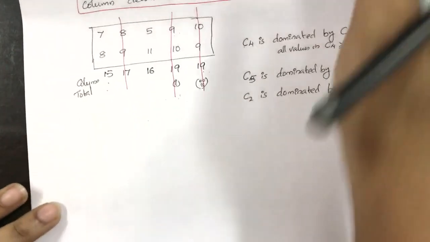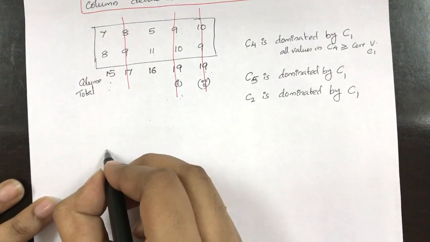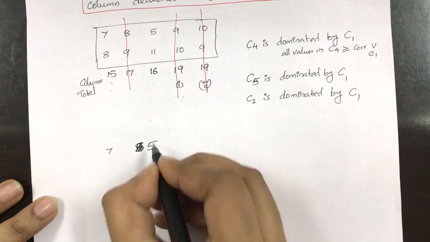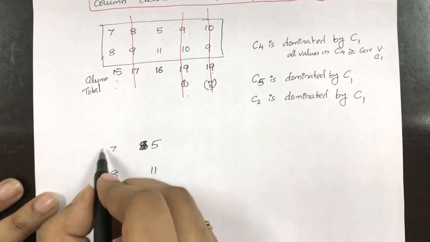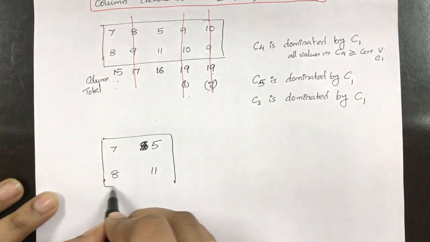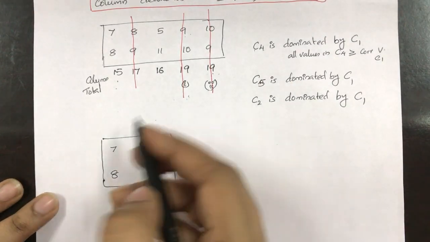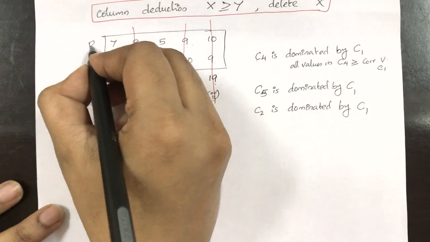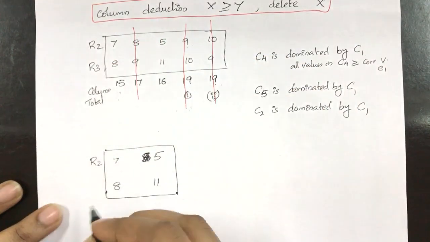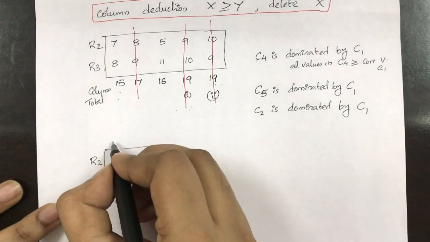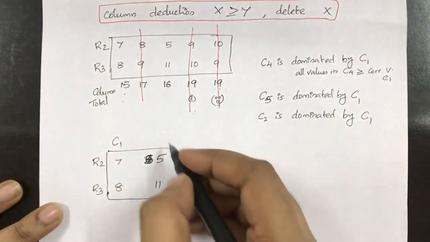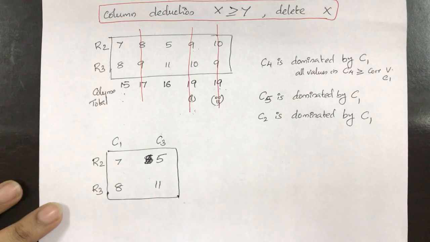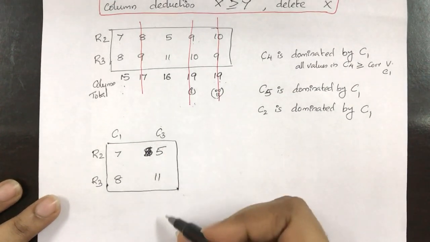Now I am going to write the reduced matrix: 7, 5 and 8, 11. These are the rows R2 and R3, and these columns are C1 and C3. Okay. Now I am going to check for row dominance once again.